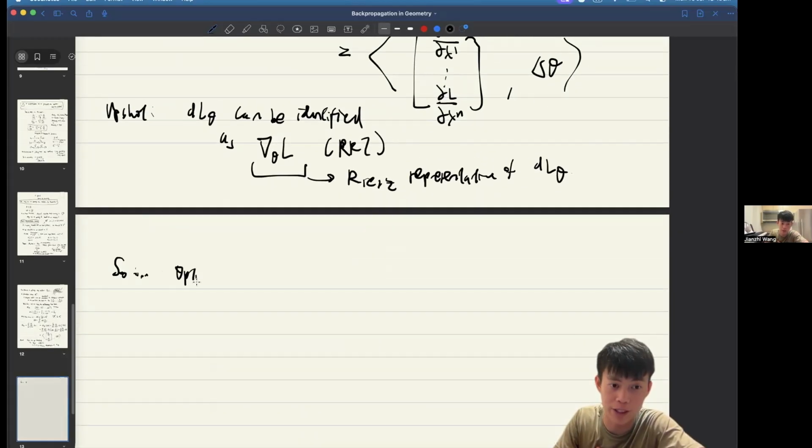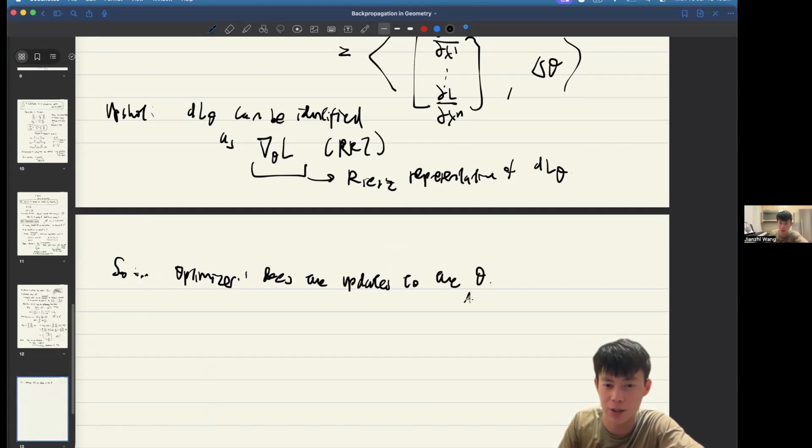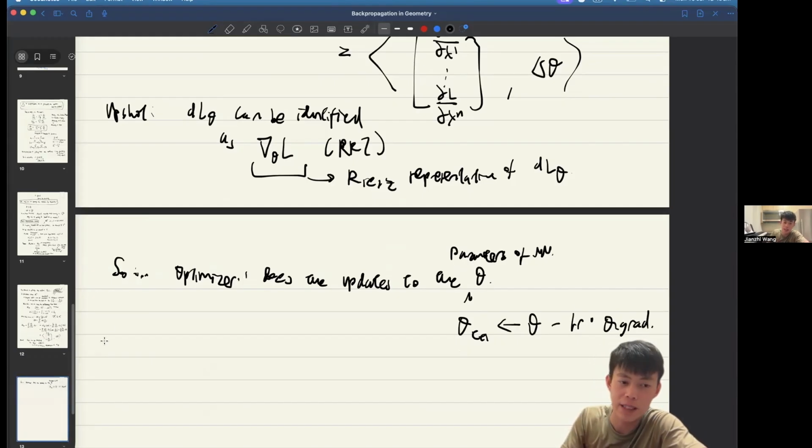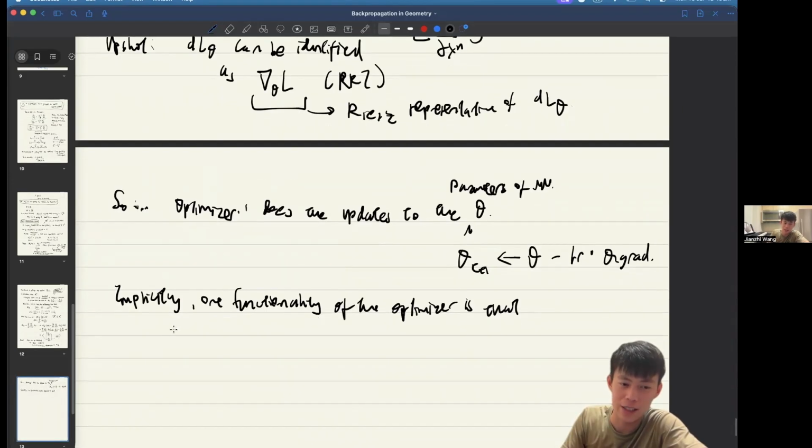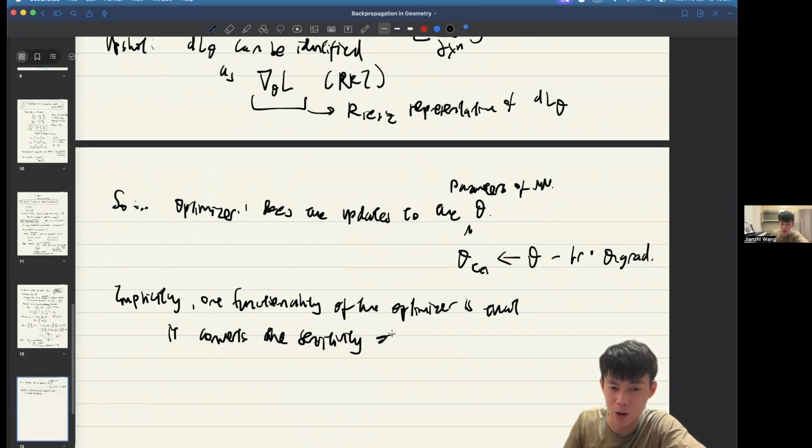In PyTorch, we have this optimizer function. And this optimizer function does the updates to the parameters of the neural network, theta. So theta t plus 1 is theta minus learning rate times theta.grad. So implicitly, one functionality of the optimizer is that it converts the sensitivity of a parameter to a tangent vector of that parameter.